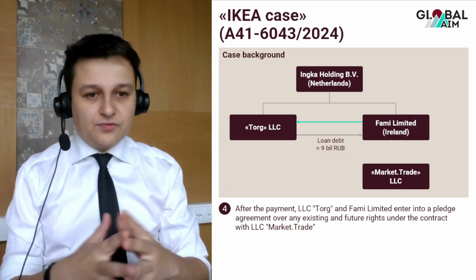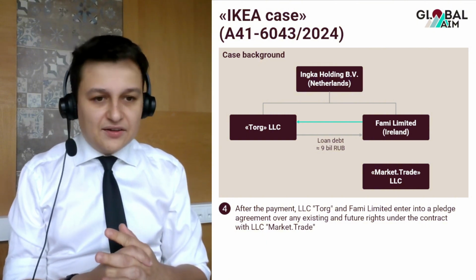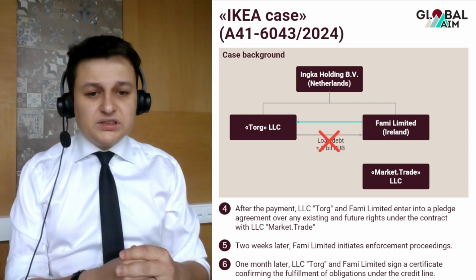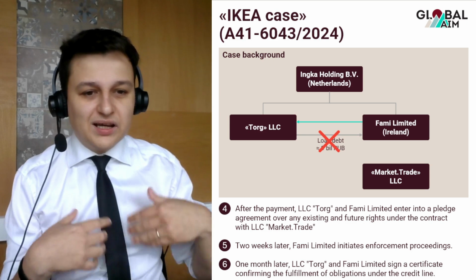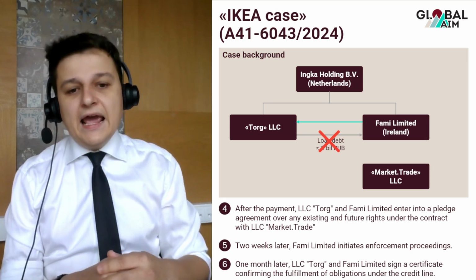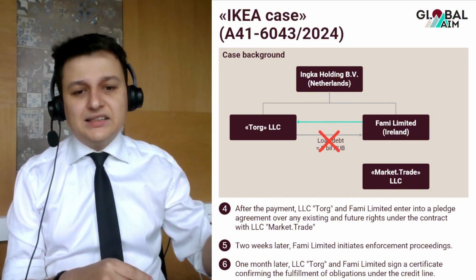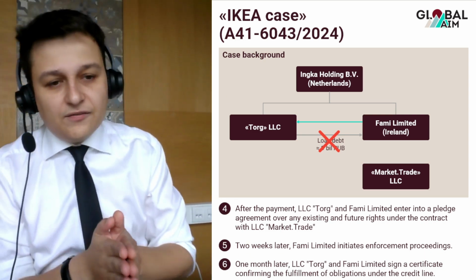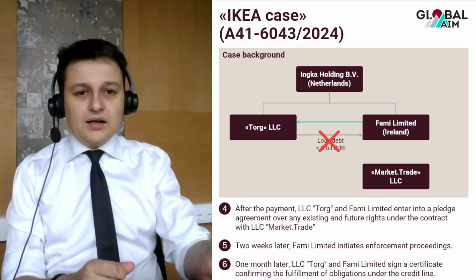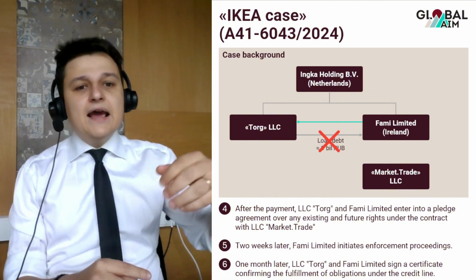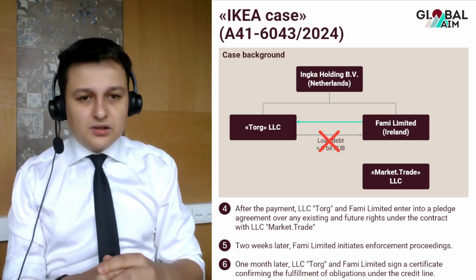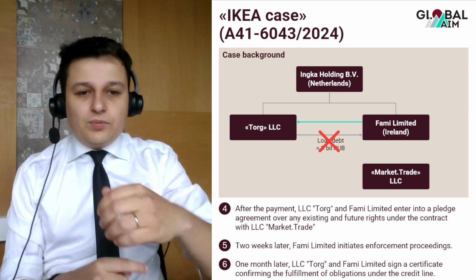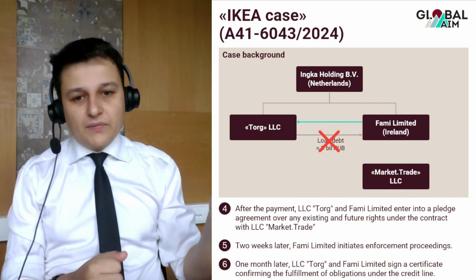After the payment from Market Trade to Family Limited was done, LLC Tork and Family Limited enter into a pledge agreement over any existing and future rights under the contract with LLC Market Trade. Two weeks later, Family Limited initiates enforcement procedure under the pledge agreement, and one month later, LLC Tork and Family Limited sign a certificate confirming the fulfillment of the obligations under the credit line, meaning that ultimately Family Limited took all of the rights and the previous payment from the contract with Market Trade as a payment for the obligation under the credit line opened in 2016.